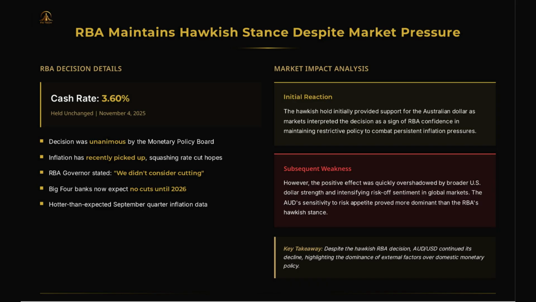Initially, this hawkish stance provided support for the Australian dollar, as markets interpreted it as confidence in maintaining tight monetary policy. However, this positive effect was quickly overshadowed by broader market forces. The dominance of US dollar strength and intensifying risk-off sentiment in global markets proved more powerful than the RBA's hawkish positioning, ultimately leading to continued weakness in the AUD/USD pair.